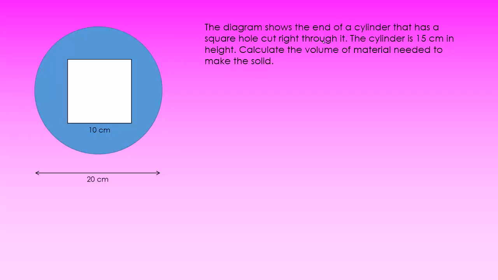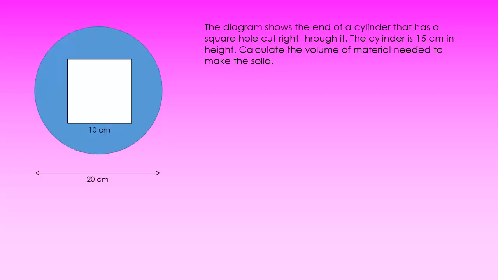The diagram shows the end of a cylinder that has a square hole cut right through it. The cylinder is 15 centimeters in height. Calculate the volume of the material needed to make the solid. Well, it's just going to be a prism. Cross-sectional area times the height. If you think about making the entire cylinder and then cutting out the rectangular prism from the middle, we can do that by just using the blue shaded area and then just multiplying it by the height.